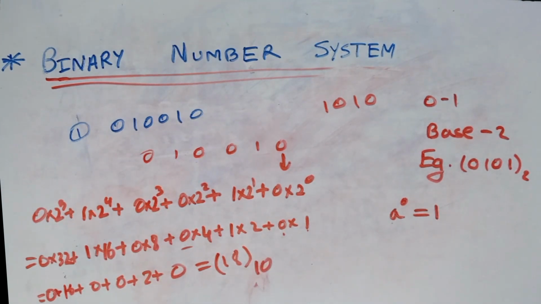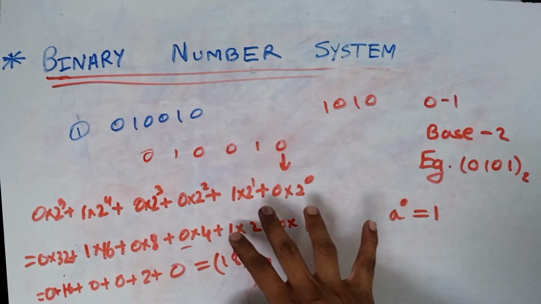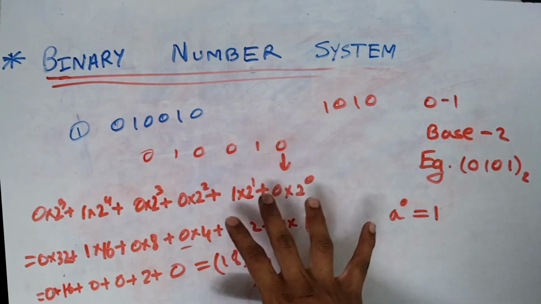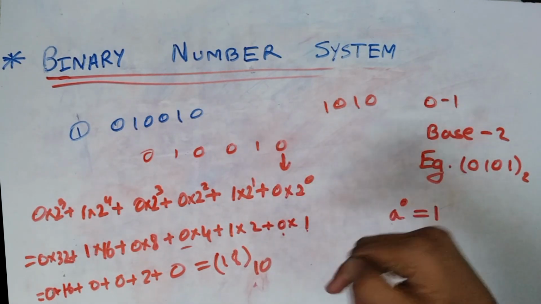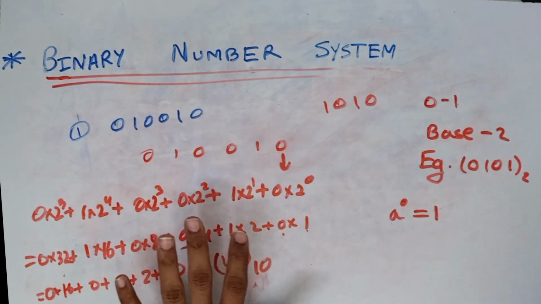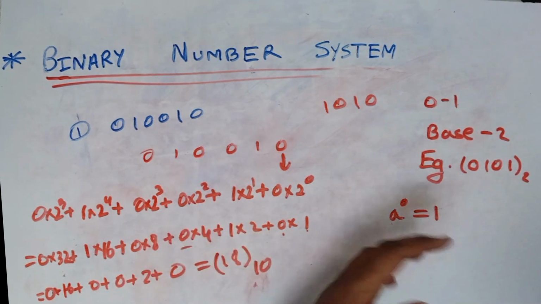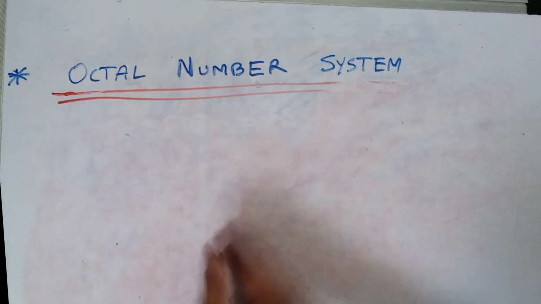So this is how you can represent any binary number in the form of powers of 2, and this will indeed convert the binary number into a decimal number. So this was about the binary number system. Now let's go to the third number system, which is the octal number system. Now let us learn about the octal number system.